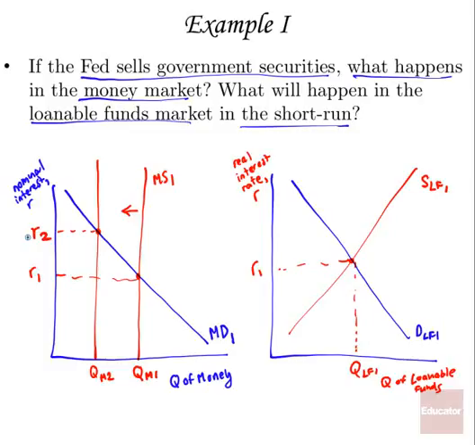So the supply of loanable funds, people are going to have less money to save here. The supply of loanable funds is going to shift to the left because there's going to be a reduction in household savings. And you have QLF2 here, and you have R2 here. So you're going to have higher real interest rates as a result of this situation. Similarly, if the money supply shifts to the right, you're going to have a reduction in the nominal and the real interest rates in the short run. So that's basically what's going on in this graph here.